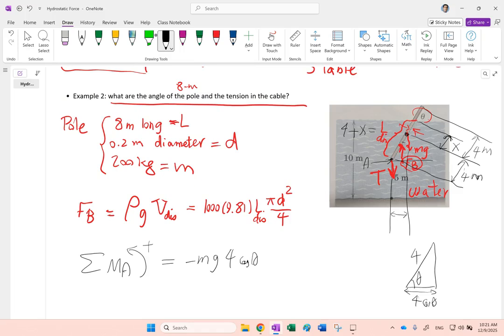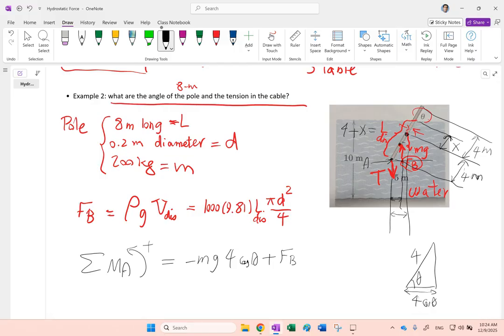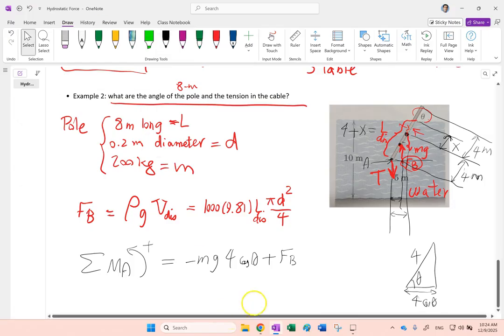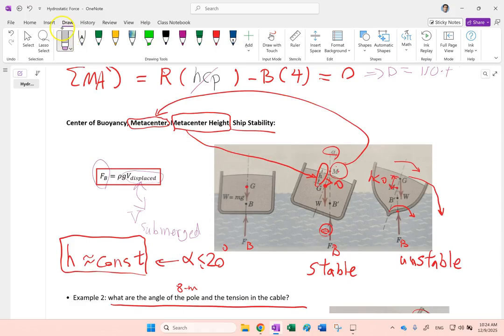Okay, this is the moment of mg. For B is positive, it's plus F of B. Now to find the arm for B, which is basically this distance here, we need to know where F of B is acting. Where is this point here? And for that, I need to go back and look at this buoyancy force. So I told you about the magnitude of the buoyancy force, rho g V of displaced, or V of submerged.